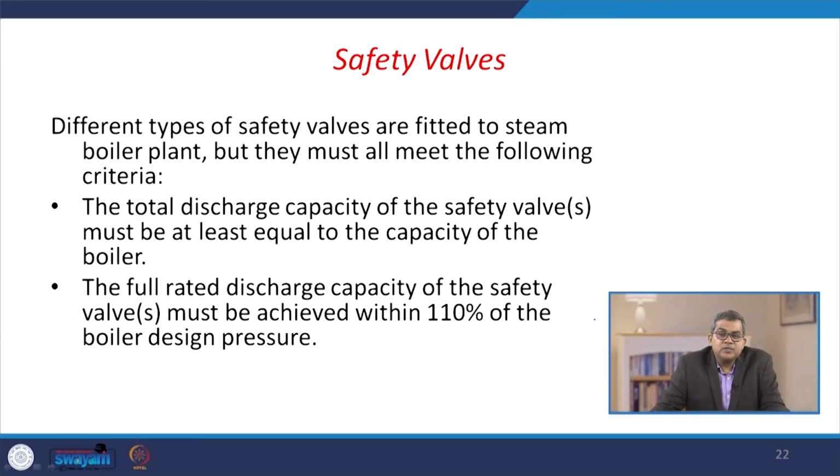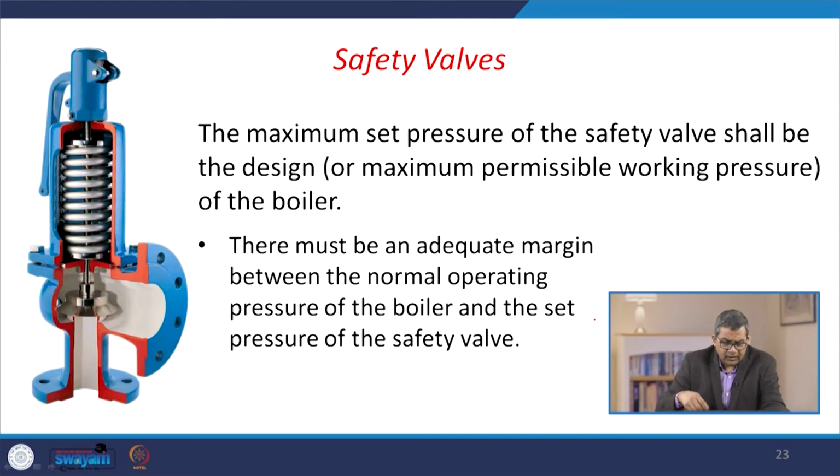Similarly, the full rated discharge capacity of the safety valve must be achieved within 110% of the boiler design pressure. Now, the maximum set pressure of the safety valve shall be designed for the maximum permissible working pressure of the boiler. If you recall the rating plate of the boiler, it clearly mentioned the maximum working pressure. So, this gives an idea. Now, there must be an adequate margin between the normal operating pressure of the boiler and the set pressure of the safety valve.